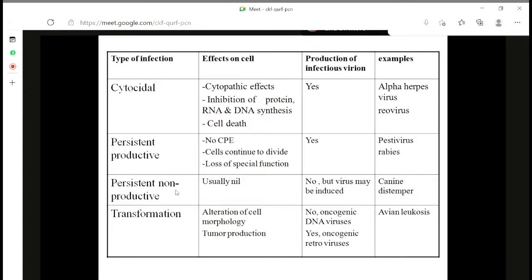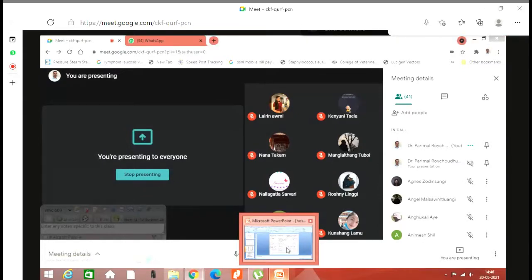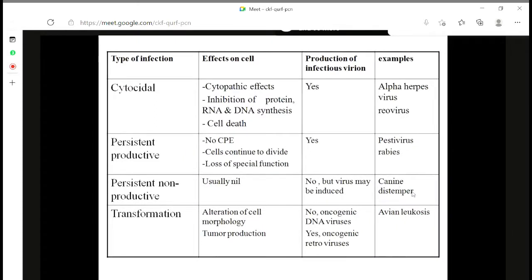Then coming to another category, it's called the persistent non-productive. There are certain viruses that initially may produce some cytocidal effect, but at the later part of the disease, they may undergo a stage of dormancy. So in the non-productive stage, no active virus particles will be produced. The viruses will remain silently, or what we call latently, present inside certain cells. They do not cause production of new virus particles. As a result, no cellular changes occur. So we call it a persistent non-productive infection. Some examples are given here, like the canine distemper virus. After the acute phase of the disease, they can undergo the persistent non-productive stage in the nerve cells.